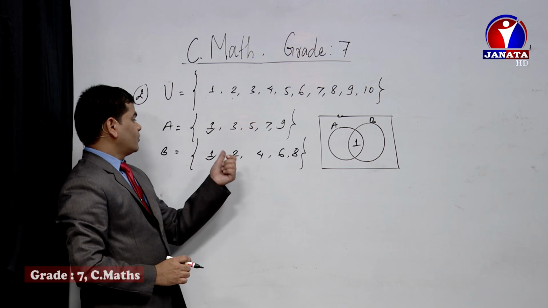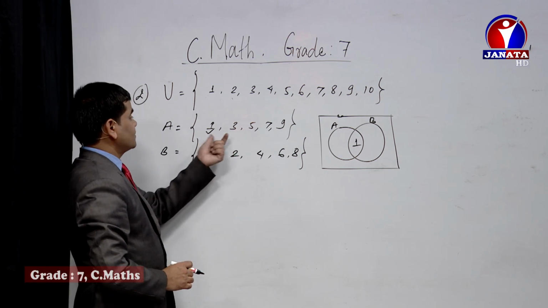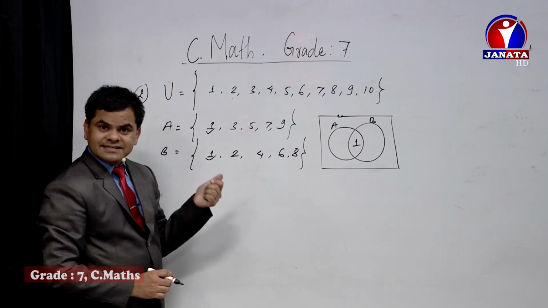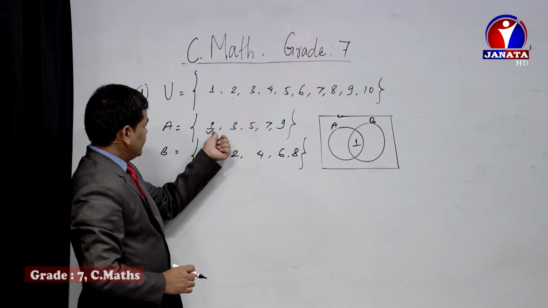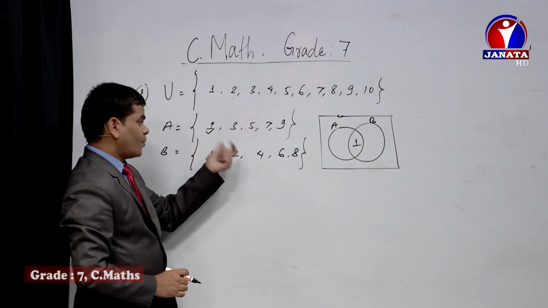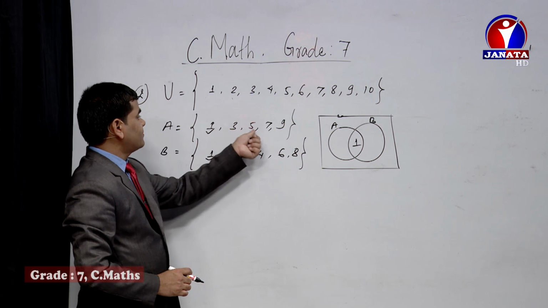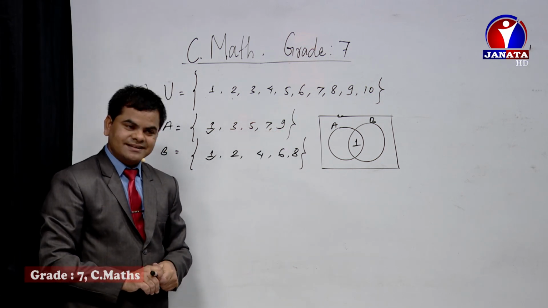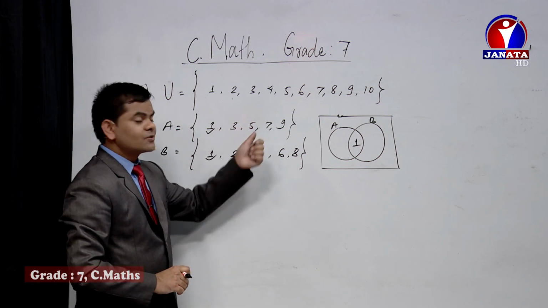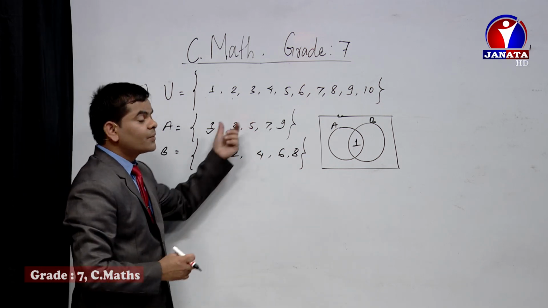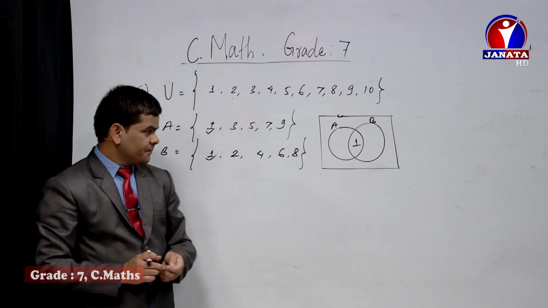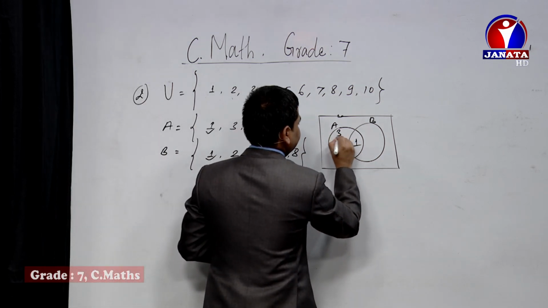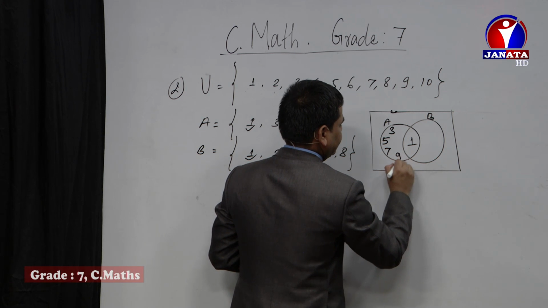Then after, let's start keeping the other remaining elements. First of all, let's give priority to the subset A. As we have already kept 1, there is no need to keep it again. Now 3, 5, 7, and 9 belong to A difference B, dear students. That means they belong to only A. They are the pure elements of set A. So let's keep them: 3, 5, 7, and 9.